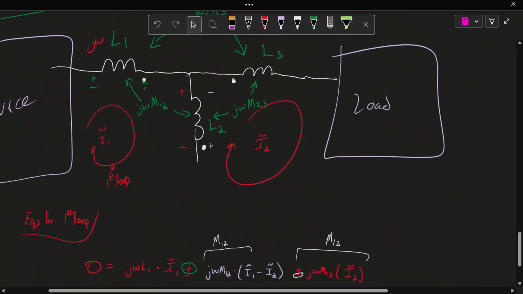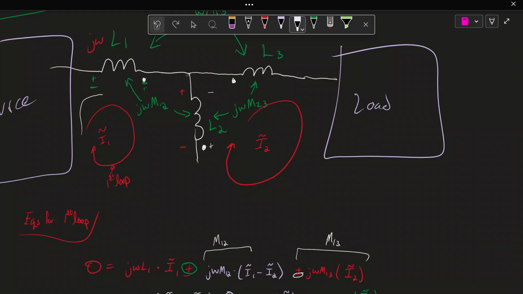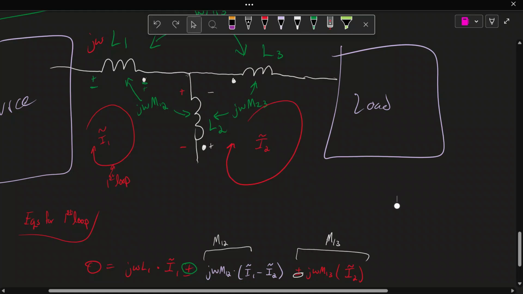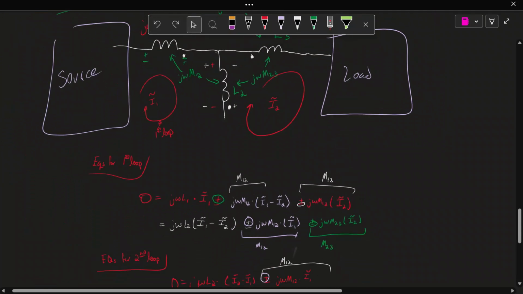I'll go through this first one a little slower now. Here, I1 goes through the undotted side of L1, so the positive will be at the undotted side, and the negative will be at the dotted side. I2 minus I1 is chosen for the second loop, so we have a current going up. So it hits the negative first, causing a negative mutual inductance.